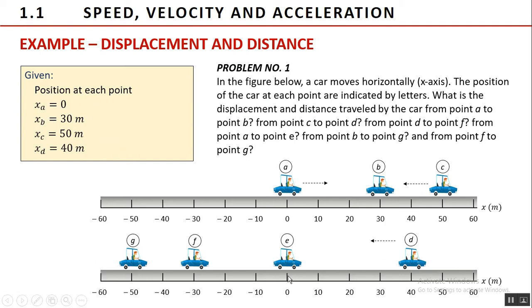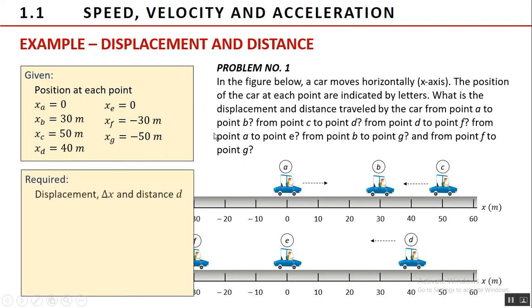At point E, the car has returned to the starting point, therefore its position is again 0. It continuously moves backward to point F, at negative 30 meters. And lastly to negative 50 meters at point G. Now we investigate the required quantities. Take a look again at the problem. So we make a list of these below.